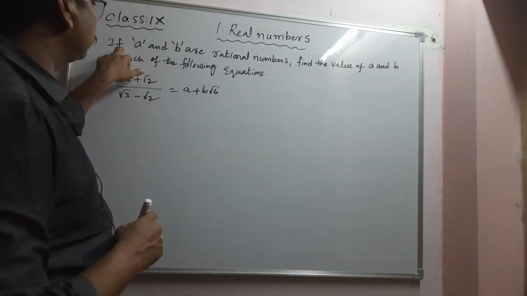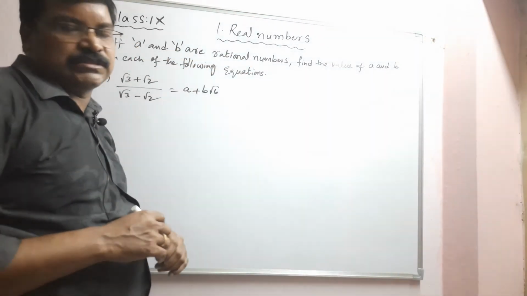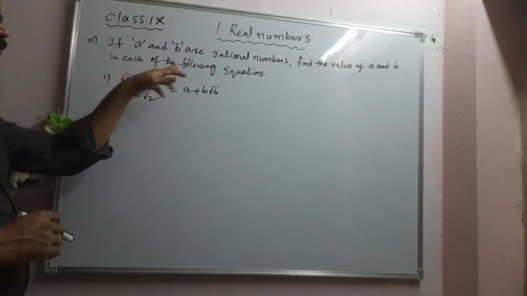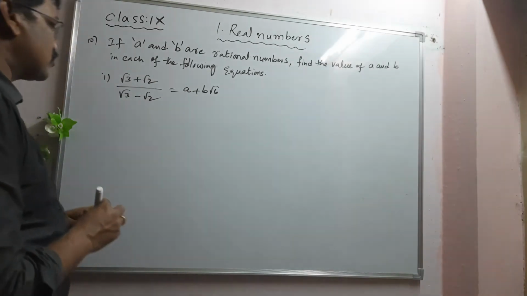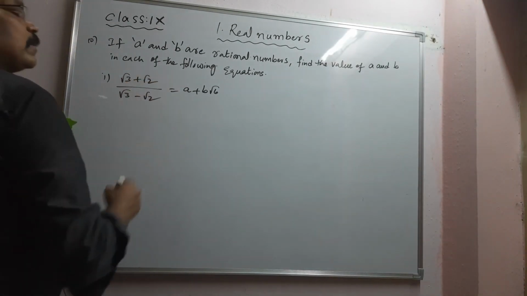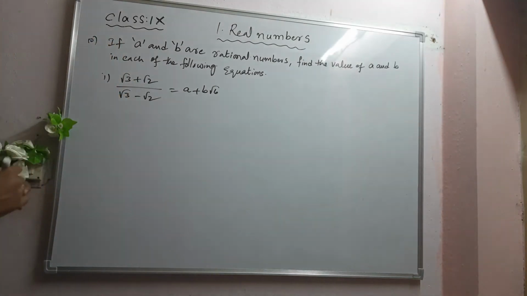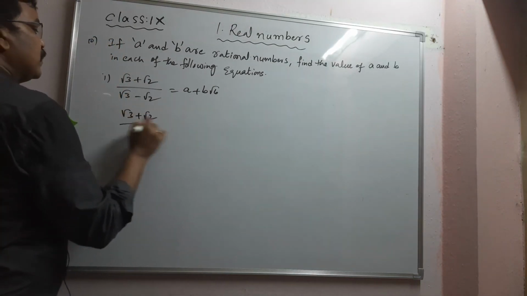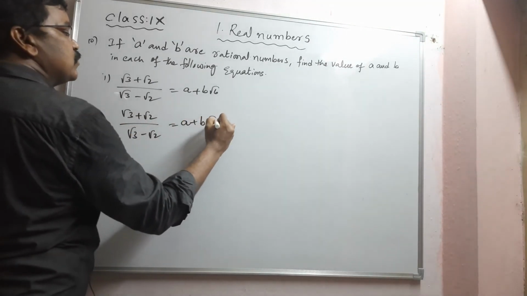Hence here in the 10th question, if a and b are rational numbers, find the values of a and b in each of the following equations. Actually two questions are there. The first question is, root 3 plus root 2 by root 3 minus root 2 is equal to a plus b root 6. Here take root 3 plus root 2 by root 3 minus root 2, that is equal to a plus b root 6.